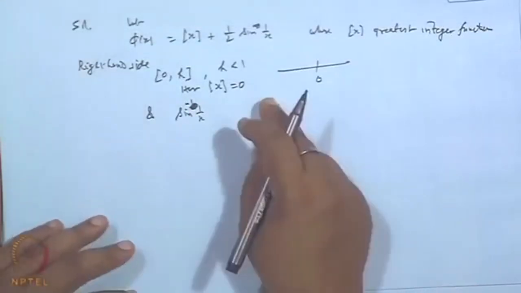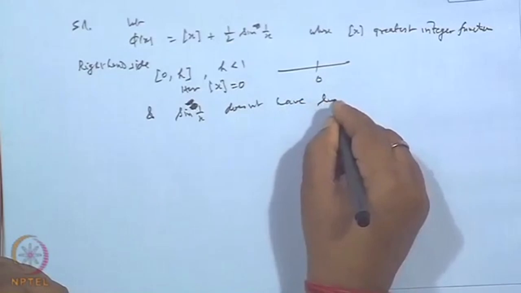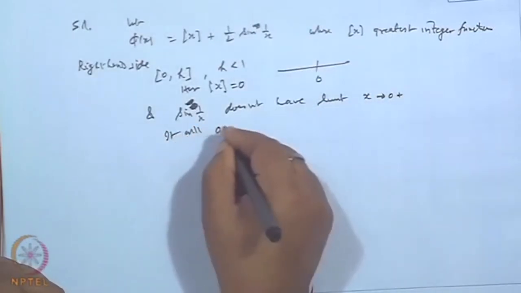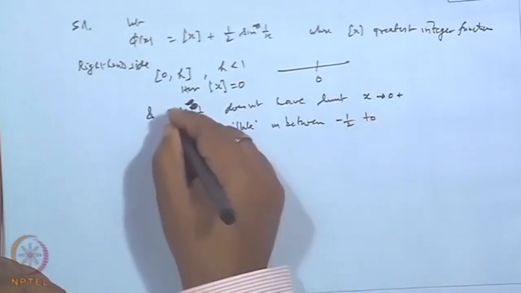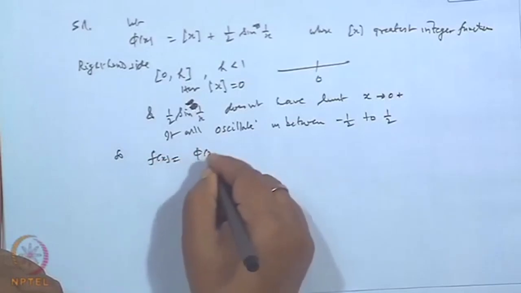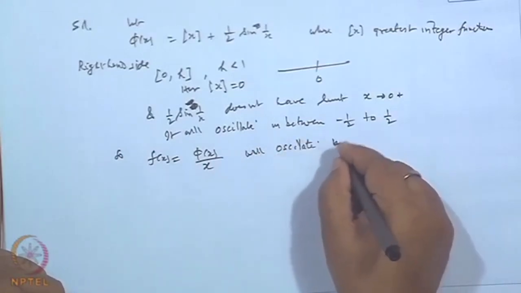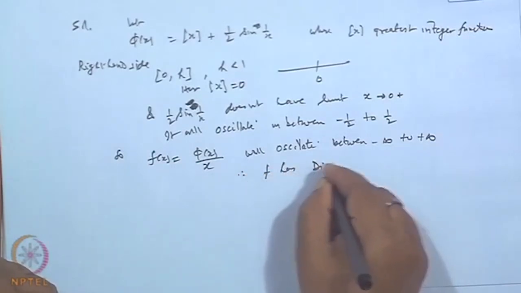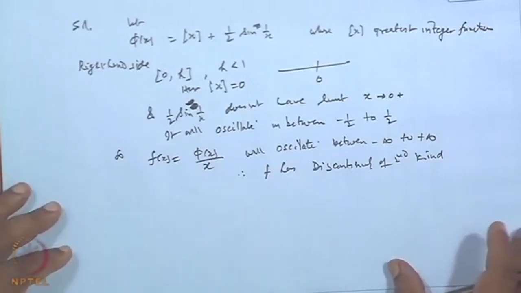Now when you take sine 1 by x, this function does not have a limit as x tends to 0 from the positive side, because it will oscillate between minus half and plus half. So the function f x, which is phi x over x, will oscillate between minus infinity and plus infinity. It means the limit will not exist. So f has a discontinuity of the second kind, when the limit does not exist at all.